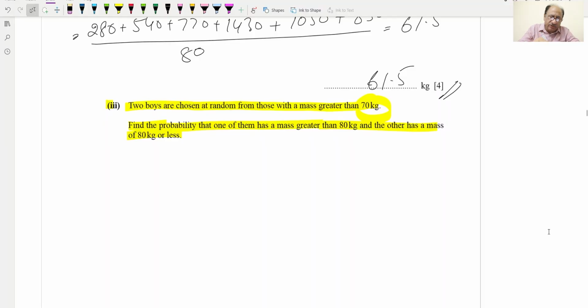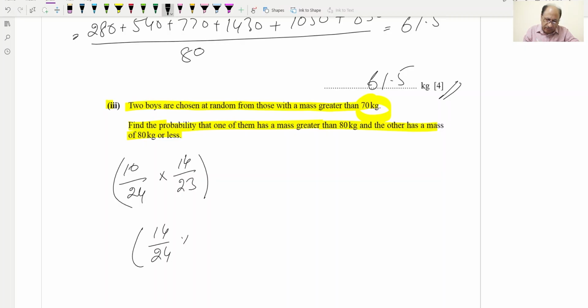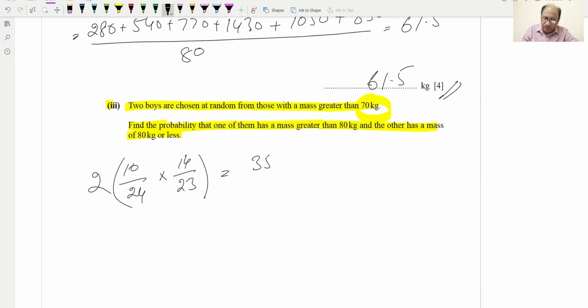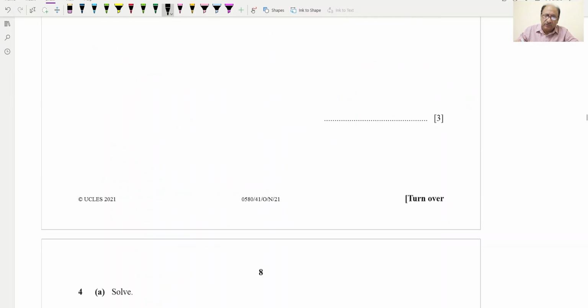So for the first boy to be chosen it is 10 out of 24, and one is gone, so the second one will be 14 out of 23. And this can be one sequence, or the second sequence can be 14 out of 24 first, and the second we will choose this. So these two options we can cover by just multiplying by 2, and we will get the answer as 2 into 10 over 24 multiplied by 14 over 23, and this will be 35 over 69. This will be the answer, 35 over 69, 3 marks. Hopefully you understood this.